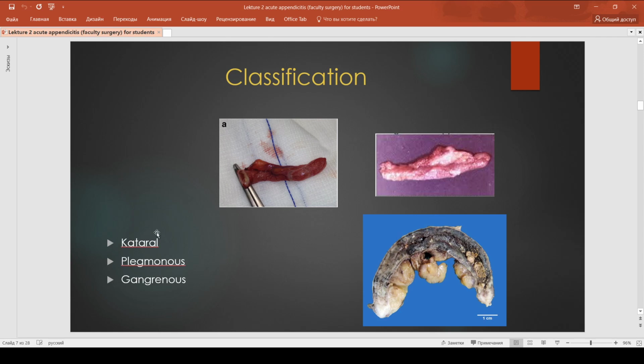In the second picture, you can see phlegmonous appendicitis. It's a thick-walled appendicitis. It's swollen, and maybe you can see some purulent or fibrinous coverings, like these black sheets here on the appendix vermiformis. And the gangrenous appendix: as you see, it has a necrotized part.